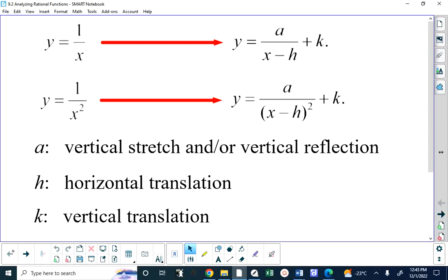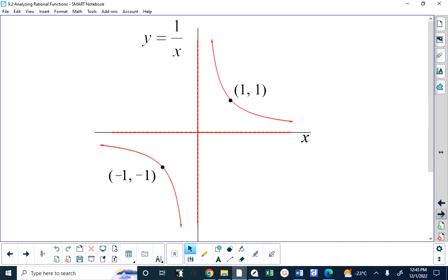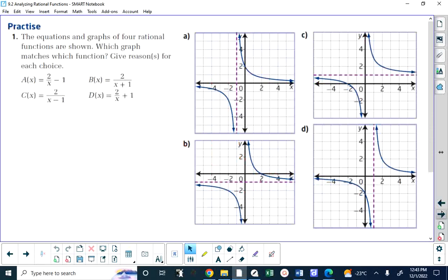So take a look at your work, please. Does anybody have questions that you would like me to go over? Go ahead, Annalie. 5A?